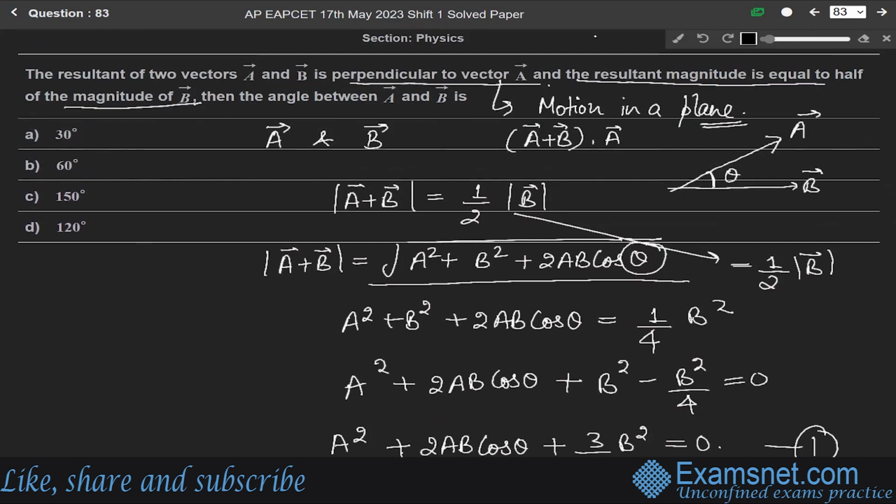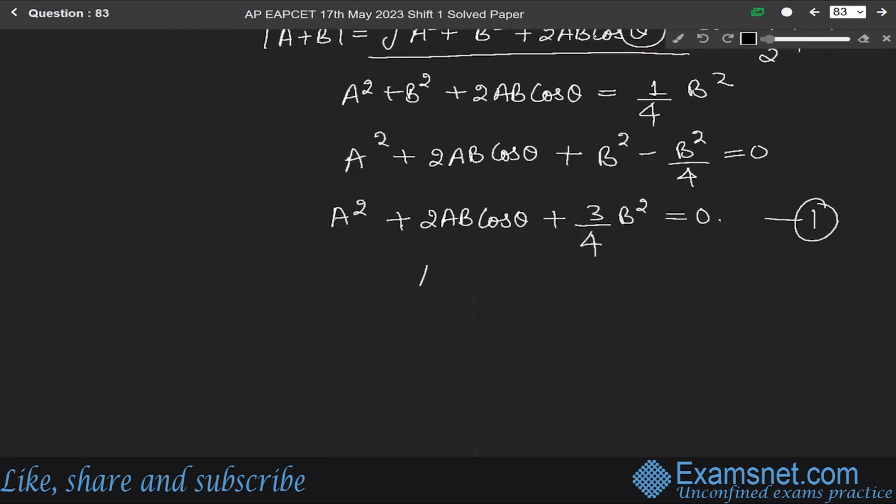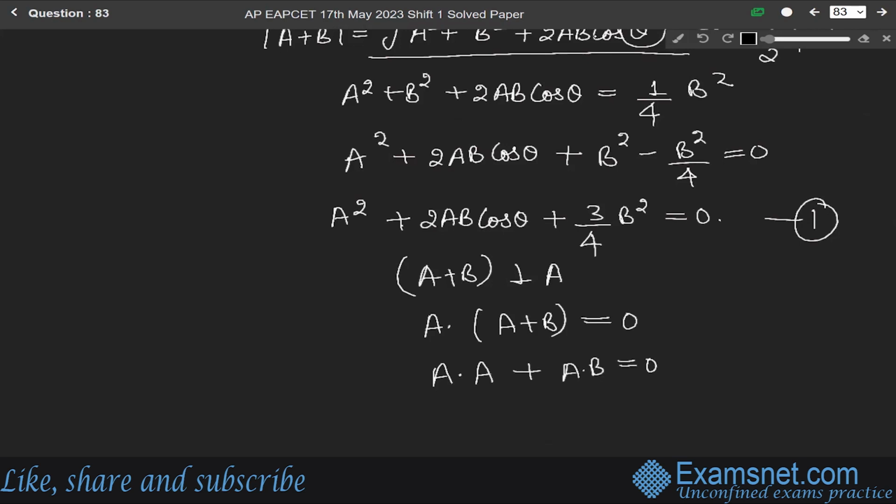Since the resultant of these vectors is perpendicular to A, we write that A plus B, according to the question, is perpendicular to A. So A dot (A plus B) will be equal to 0 since they are perpendicular. Opening the bracket, A dot A plus A dot B will be equal to 0.